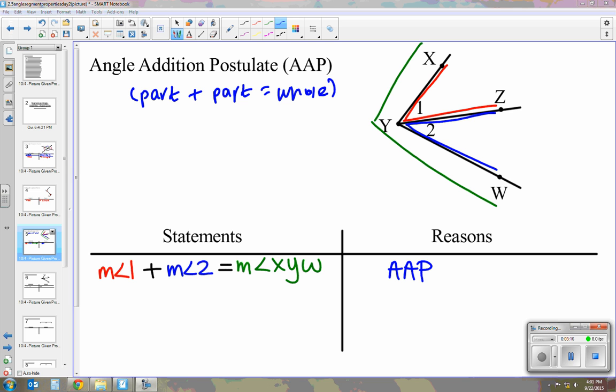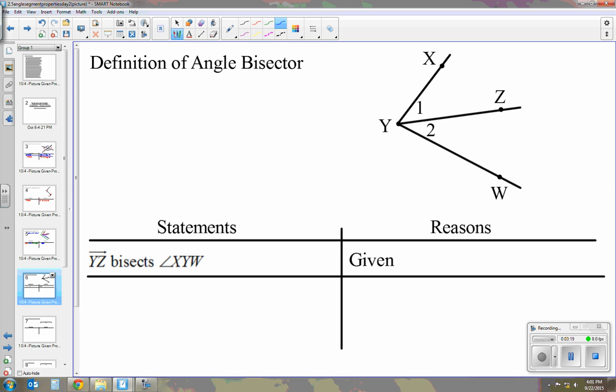Okay, so that's our part plus our part equals our whole, and we only can use measurements when adding. Our next one is our definition of angle bisector. And definition of angle bisector is a little different because we have to have this statement that I've highlighted right here. I have to tell you that we have a bisector to be able to state that we have the definition of angle bisector. So if I give you this statement, that YZ bisects XYW, then we're allowed to use definition of angle bisector.